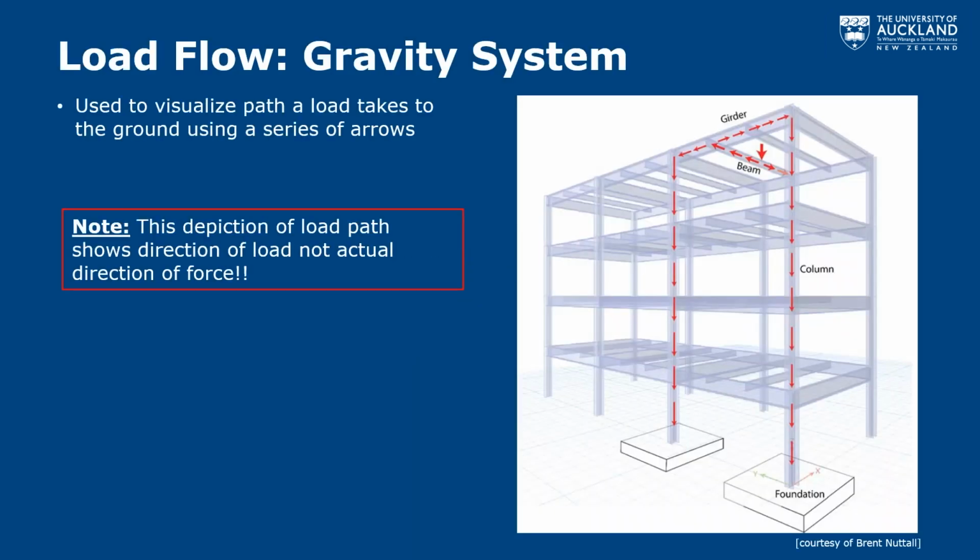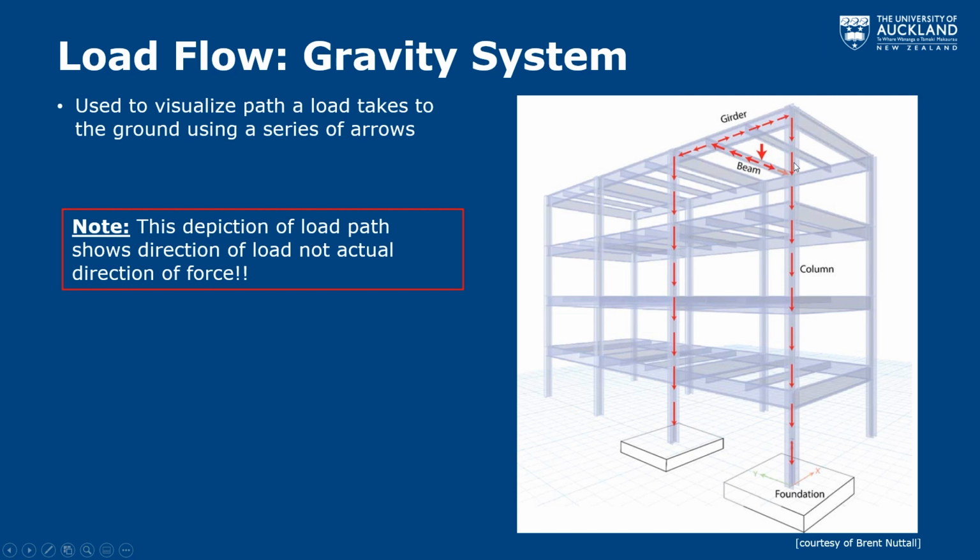With load flow, as I said, this is a visual way to work out how load gets from one part of the structure to the other. Something to note in this picture is that the arrows are the path that the force is going. It's not actually the direction of the force. If you think about this for a typical gravity system, we have some point load applied to the beam. It's going to have to go from the beam into the girder, and then from the girder into the column.